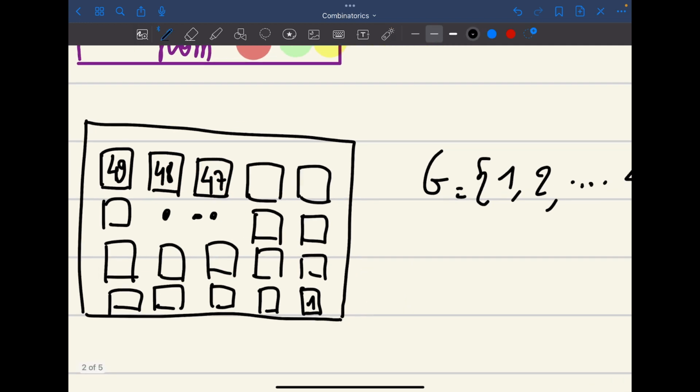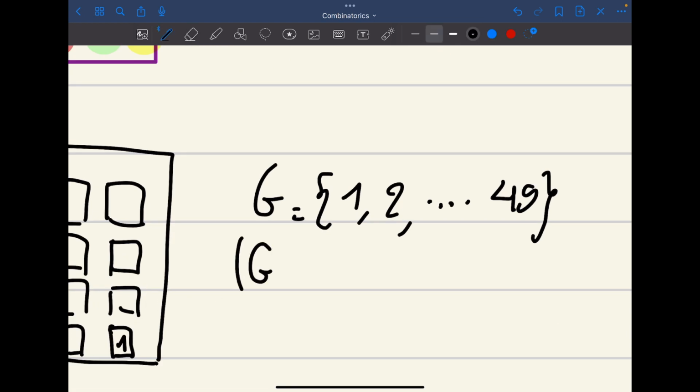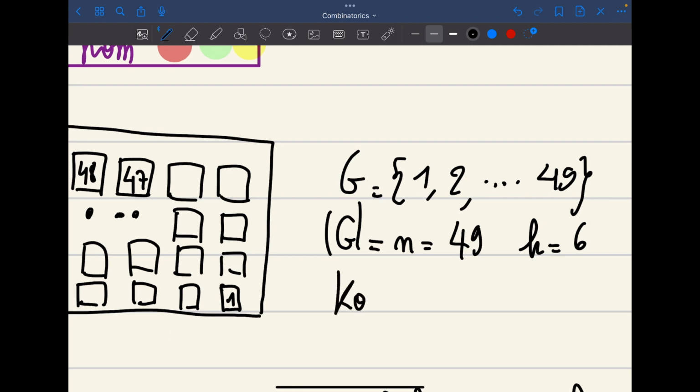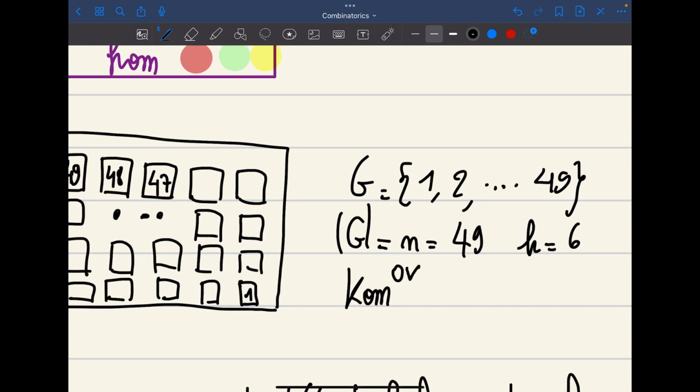So first, J, the number of possibilities, is the cardinal of J, which is n, which is 49. And now k, the number of numbers you take each time, is 6. So we are looking for the number of combinations without repetition from n equals 49 and k equals 6. How do we do that?